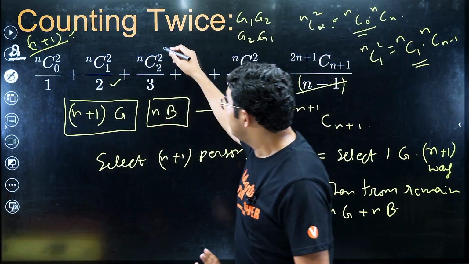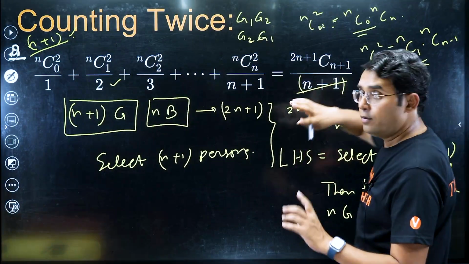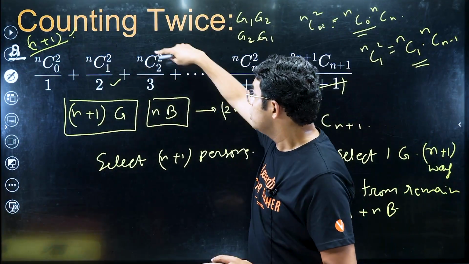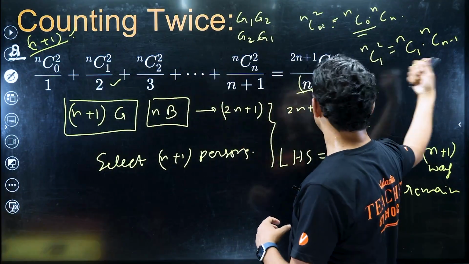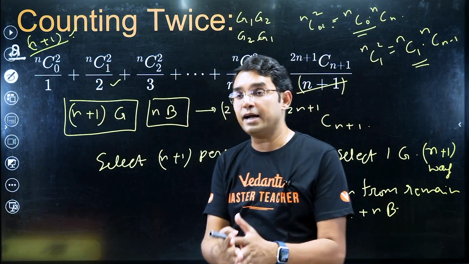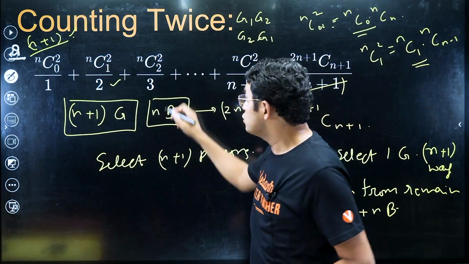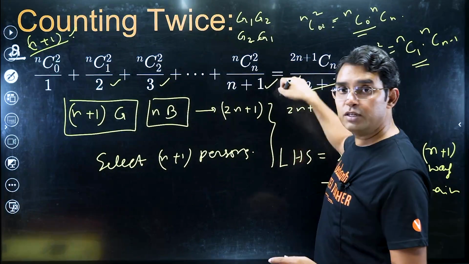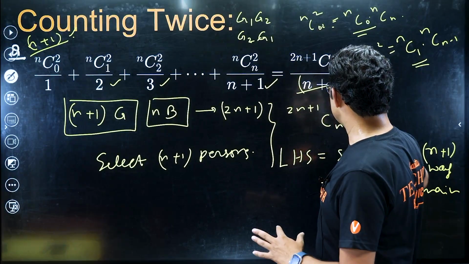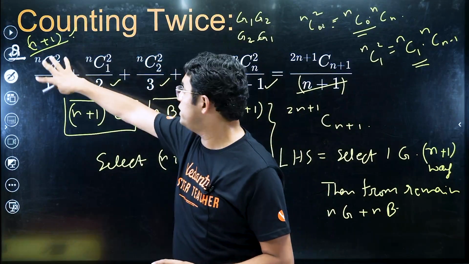Similarly, when it is nC2 square, then it will be like 1 girl is already selected in n plus 1 ways. So 2 girls later on selected and n minus 2 boys selected. But for those 2 girls selected, I think there will be a repetition 3 times. So divide by 3. And similarly for this also. So you can see this 2n plus 1 C n plus 1 is equal to n plus 1 into this thing.